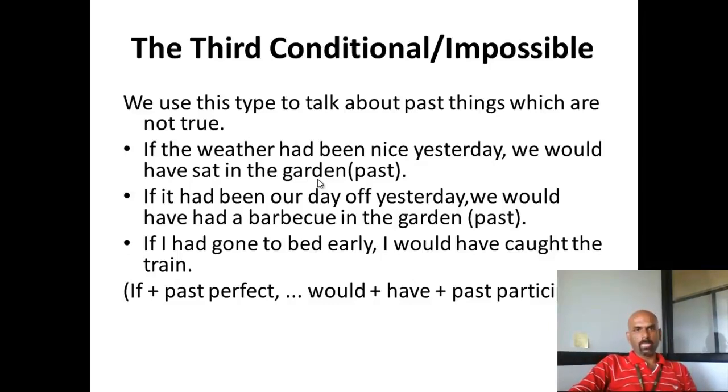Look at another example. If it had been our day off yesterday, we would have had a barbecue in the garden. The same example we have seen in the second condition with the second conditional rule, but here yesterday it's over. Yesterday was not off. You didn't have the barbecue in the garden. But here it says that if it had been our day off yesterday, we would have had a barbecue in the garden.